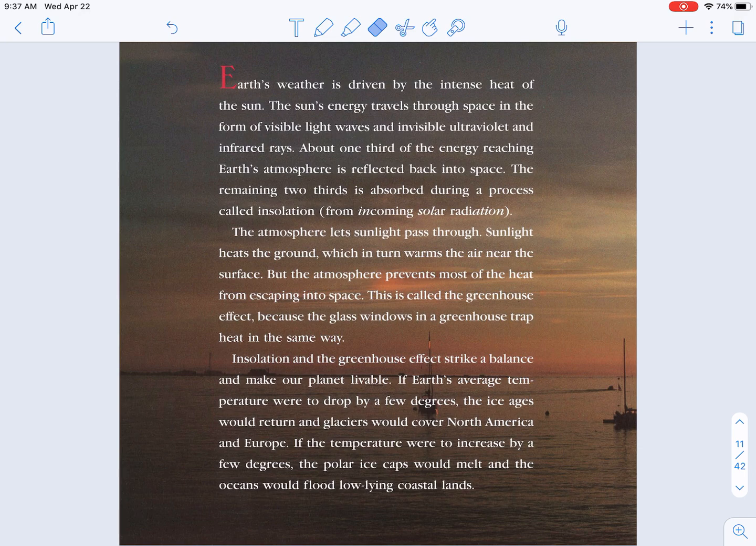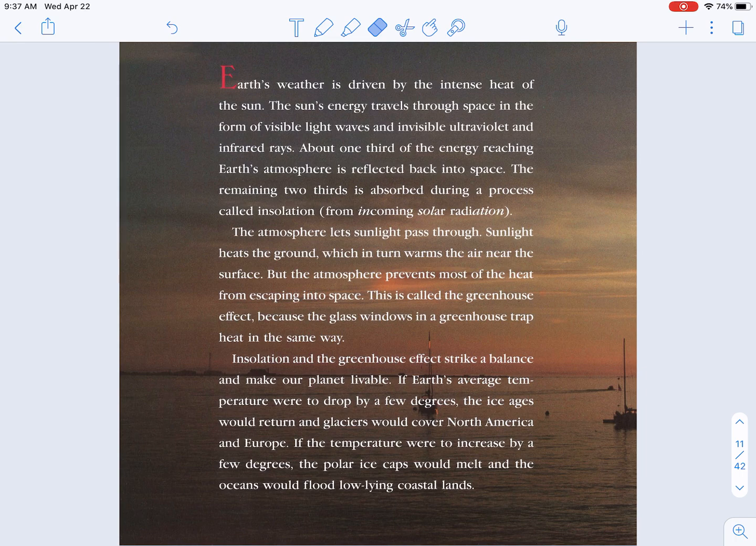The atmosphere lets sunlight pass through. Sunlight heats the ground, which in turn warms the air near the surface. But the atmosphere prevents most of the heat from escaping into space. This is called the greenhouse effect because the glass windows in a greenhouse trap heat in the same way. Insolation and the greenhouse effect strike a balance and make our planet livable.